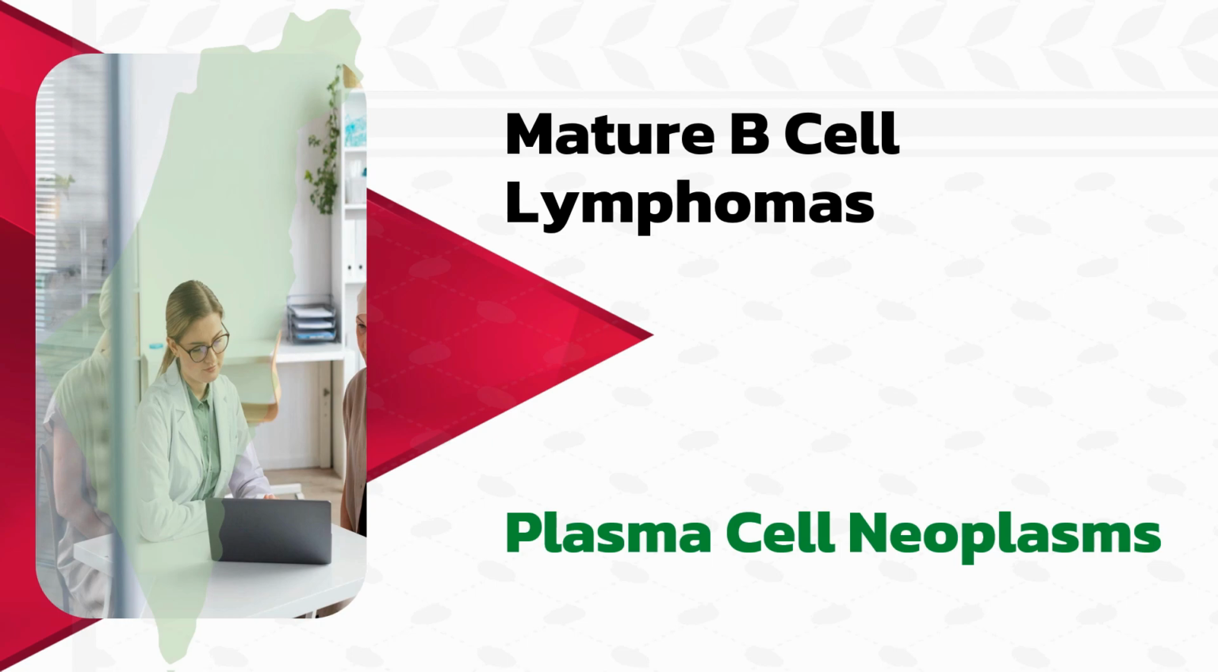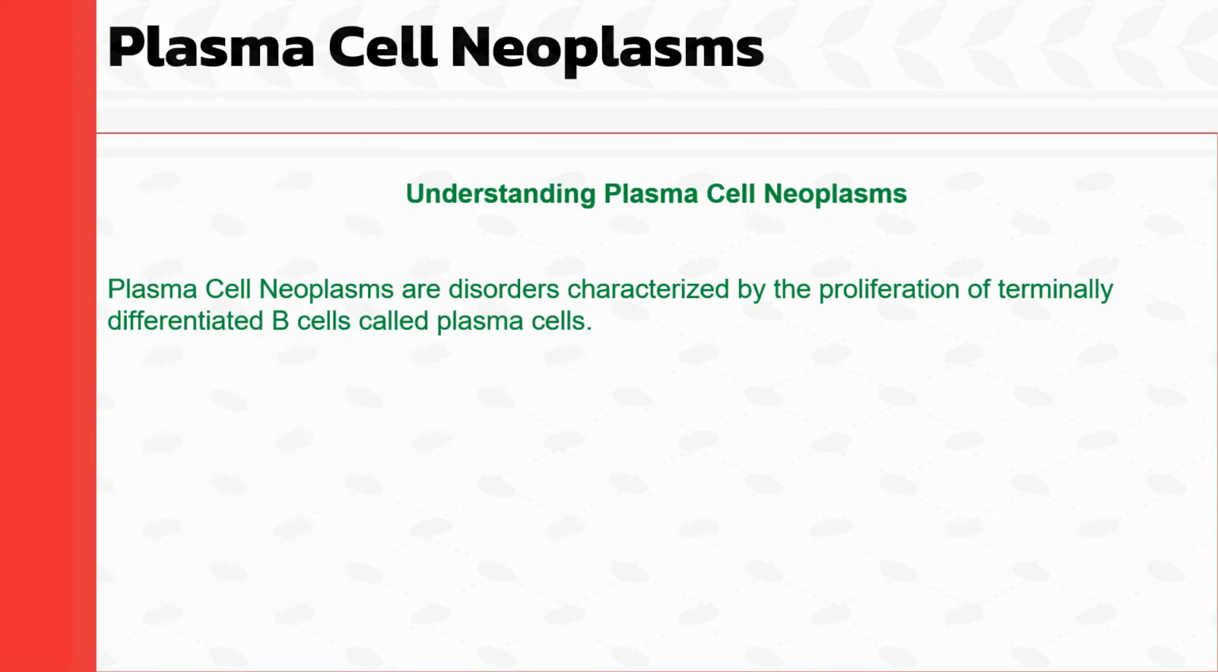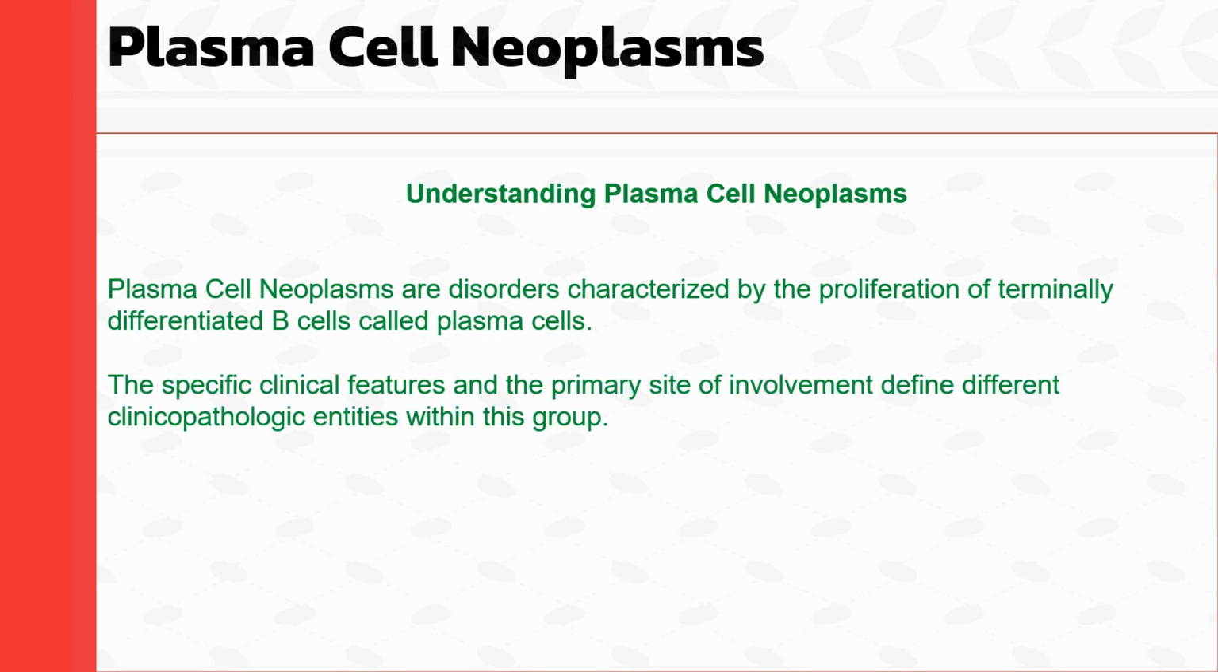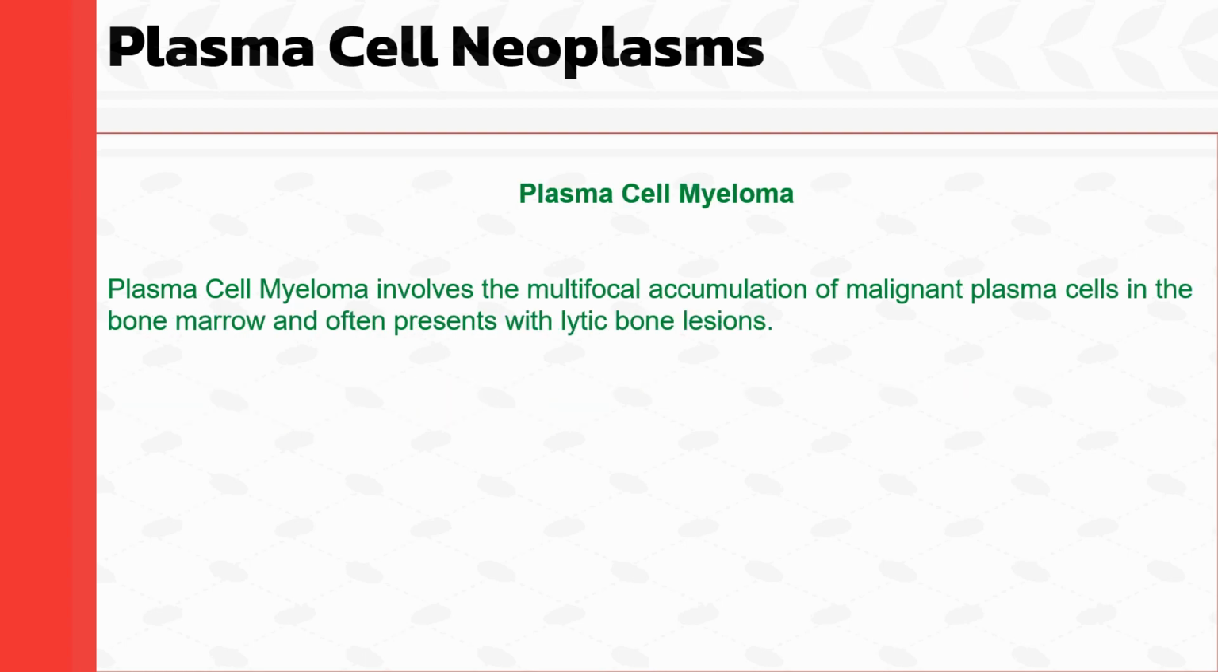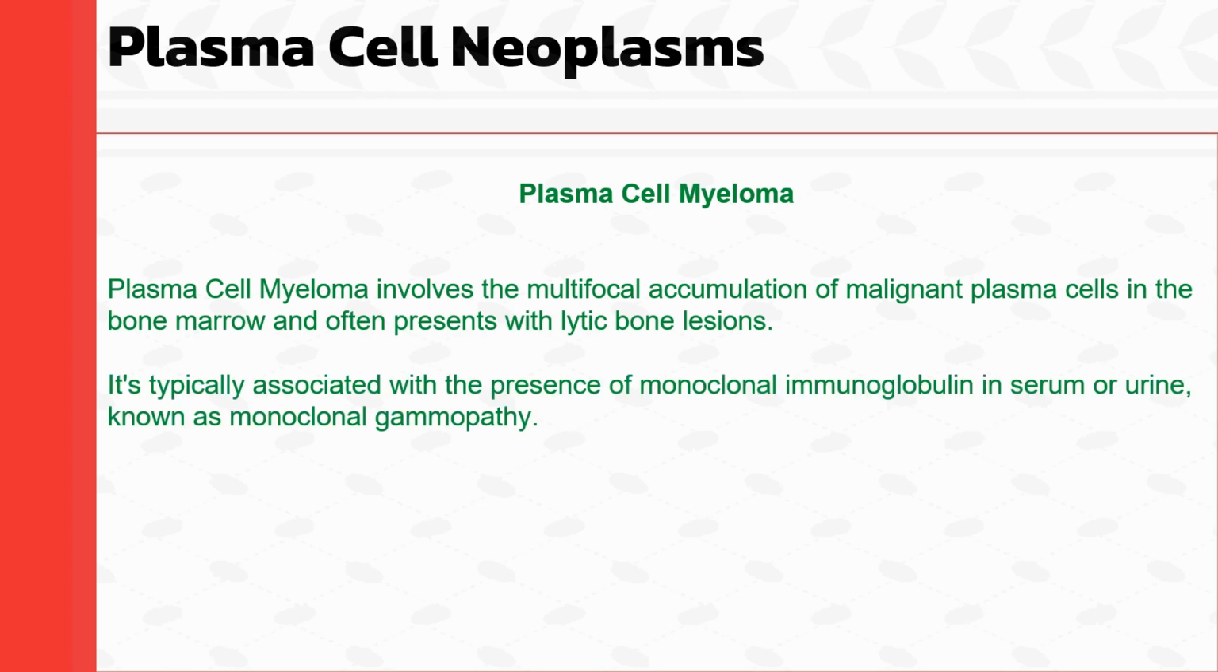Let's get started. Plasma cell neoplasms are disorders characterized by the proliferation of terminally differentiated B cells called plasma cells. The specific clinical features and the primary site of involvement define different clinicopathologic entities within this group. Plasma cell myeloma involves the multifocal accumulation of malignant plasma cells in the bone marrow and often presents with lytic bone lesions. It's typically associated with the presence of monoclonal immunoglobulin in serum or urine, known as monoclonal gammopathy.